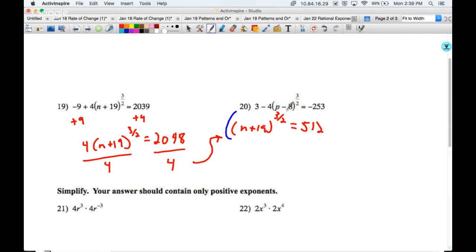All right, what we can do to get rid of our rational exponent here is raise both sides to the power of 2/3. This is going to make n plus 19, after those cancel, equal the third root of 512, all of that squared.